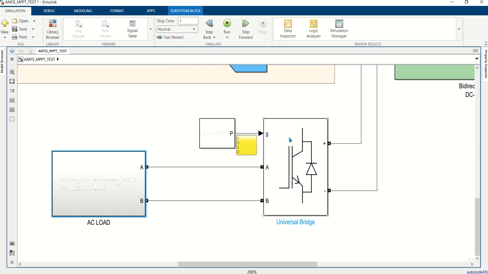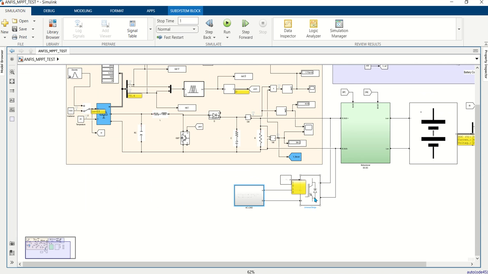Basically, it provides switching signals or switching frequency. So that's all from my video.